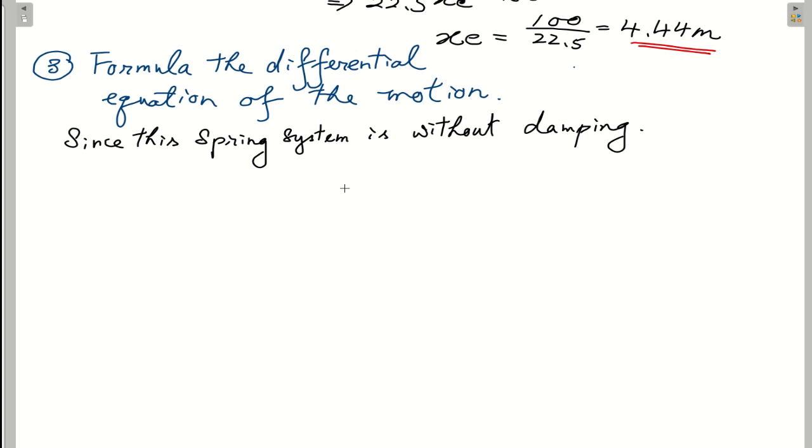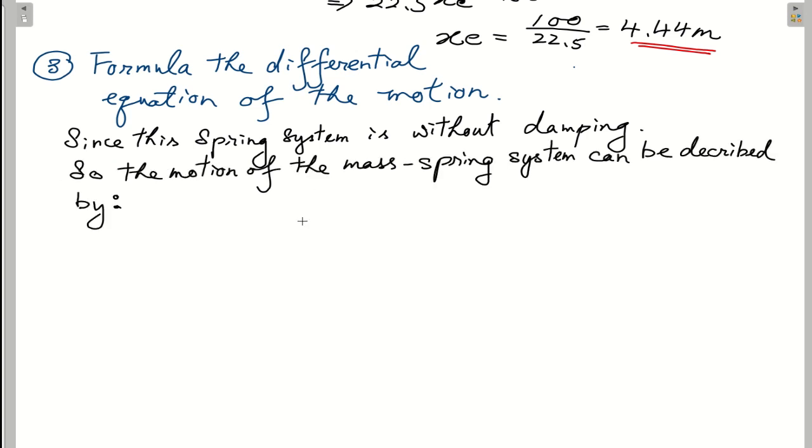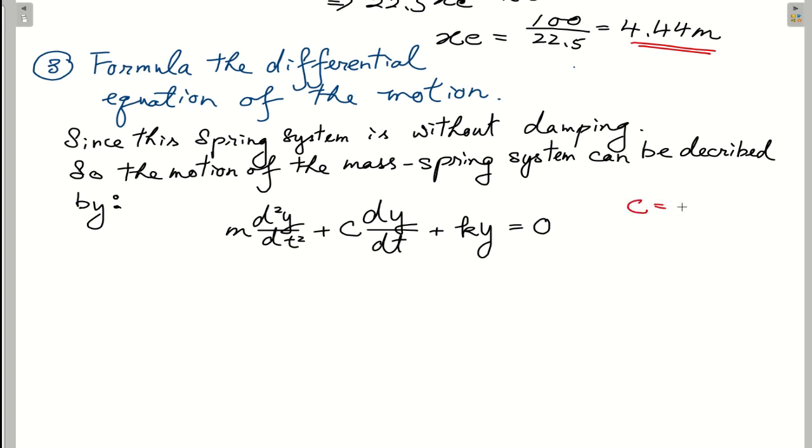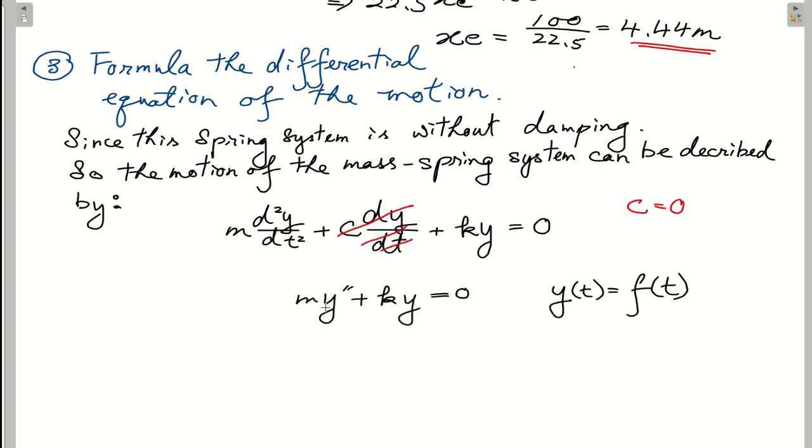Since this spring system is without damping, the motion of the mass spring system can be described as below: m d²y/dt² + c dy/dt + ky = 0. Because there is no damping in this system, c is equal to 0, so this term can be cancelled out. And we have m y'' + ky = 0, where y is a function of t.